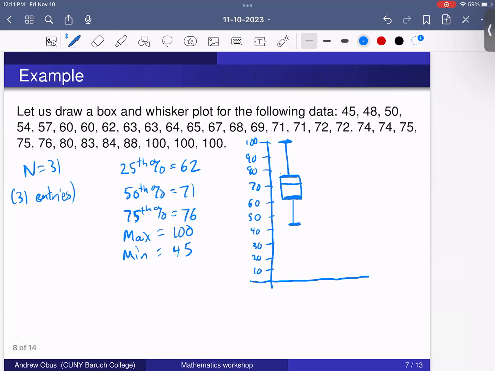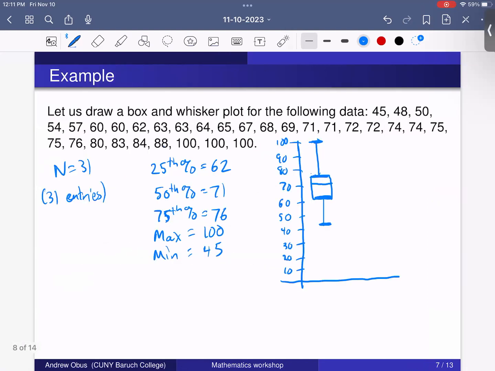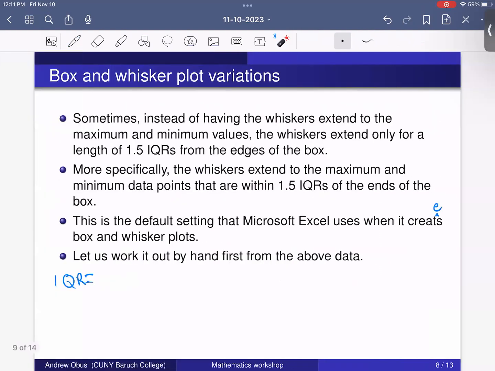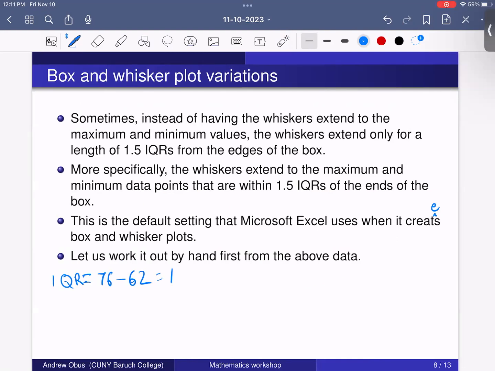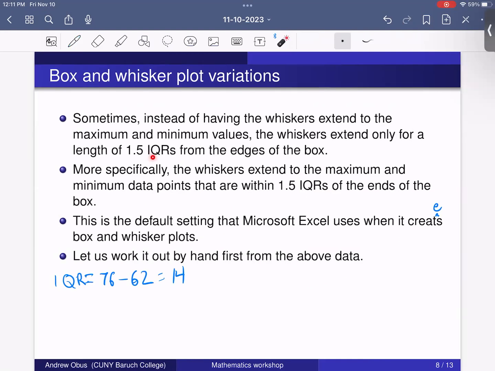Right. So what's the interquartile range? Remember, that's just the 75th percentile minus the 25th percentile. So in this case, the interquartile range is 76 minus 62, which is equal to 14. And what we need to calculate, which is the usual convention, is 1.5 interquartile range. So 1.5 times the interquartile range is equal to 1.5 times 14, which is equal to 21.